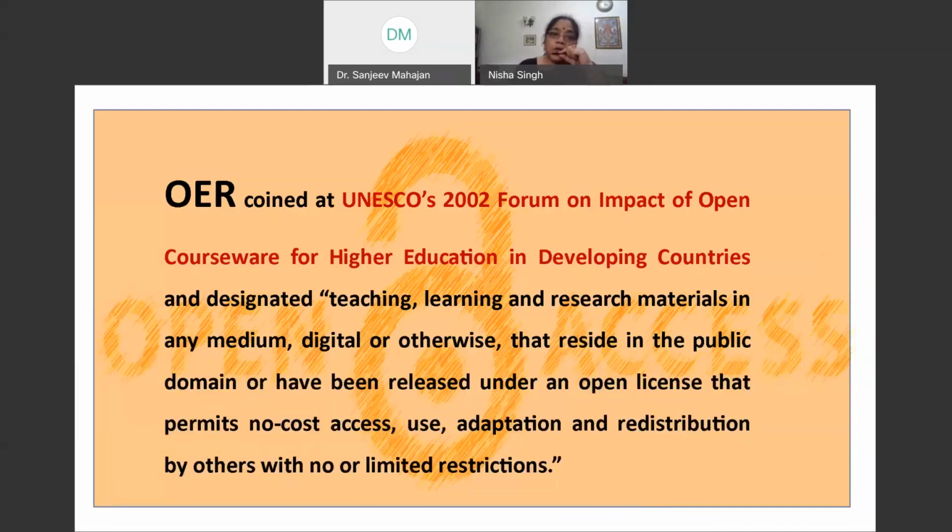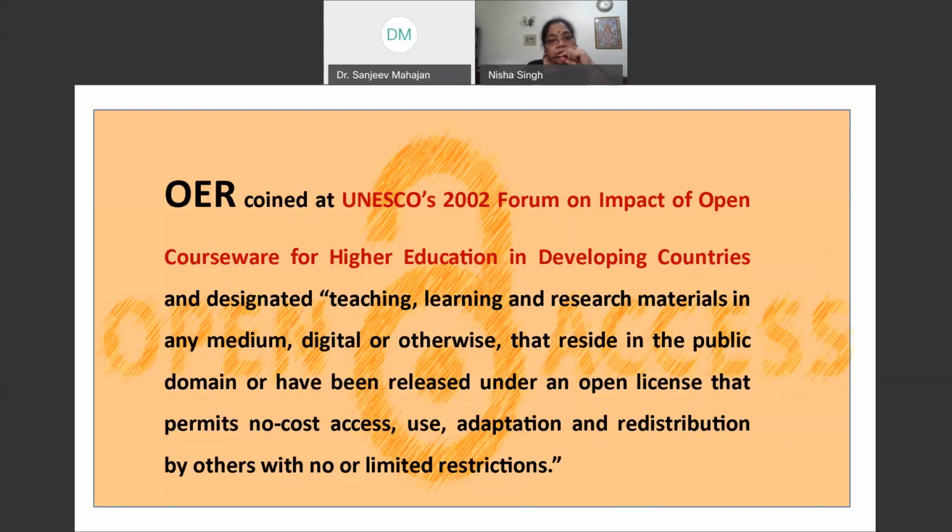Then OER, or the Open Education Resources, was a term which was coined in the year 2000. As the definition says, teaching, learning and research material in any medium, digital or otherwise, that reside in public domain or have been released under an open license that permits no cost access, use, adaptation and redistribution by others with no or limited restrictions.